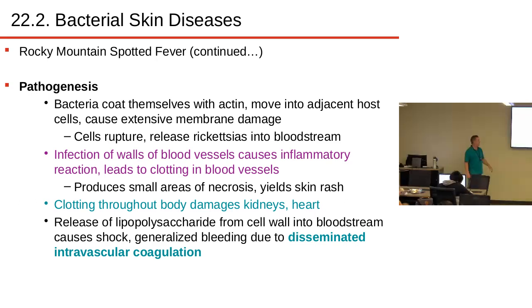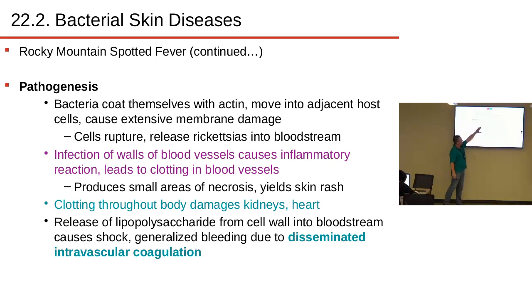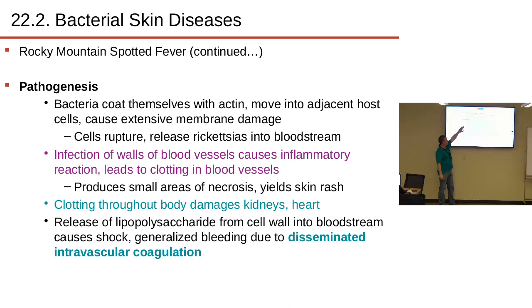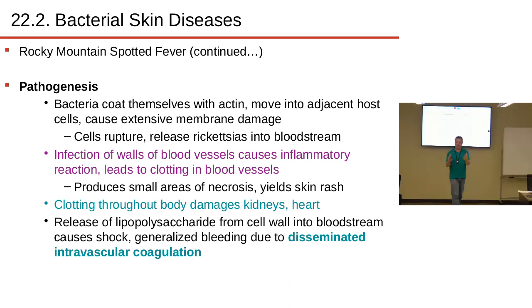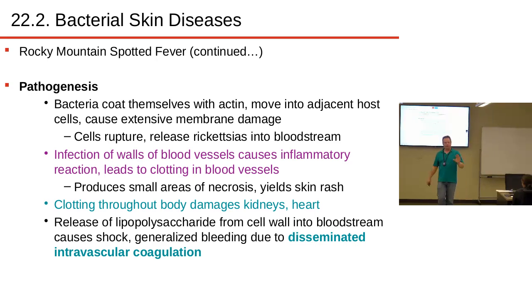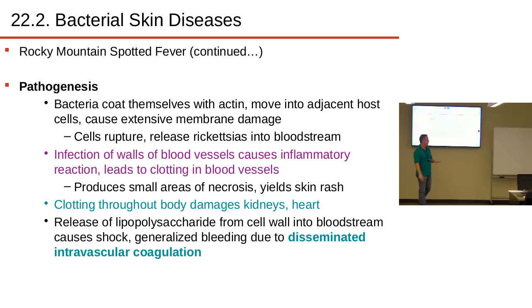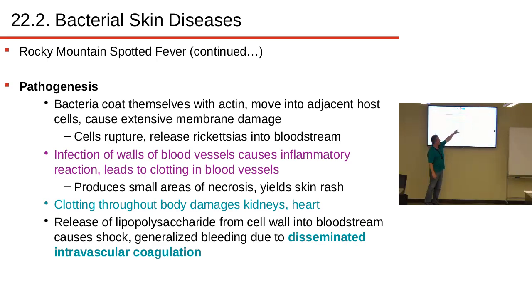So once we end up having that damage, again, we have the inflammatory reactions going to lead to some clotting in the blood vessels because, again, the immune system's trying to block it off. And unfortunately, blocking off a bacteria that's inside the blood vessels is never a good idea, because you're going to end up getting the clotting. And that produces those small areas of skin rash and eventual necrosis, uncontrolled cell death that happens there.